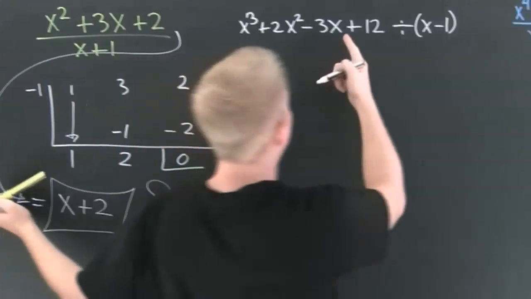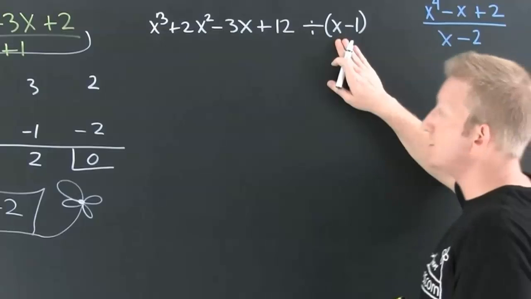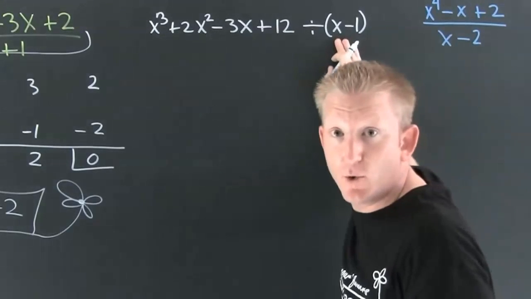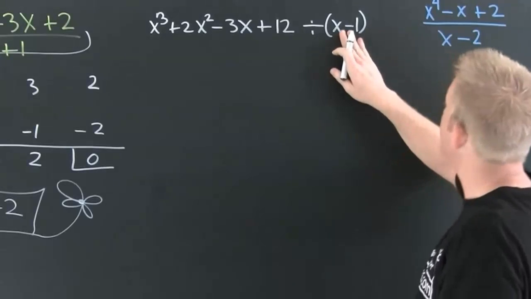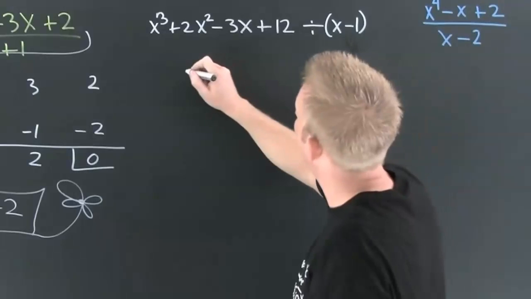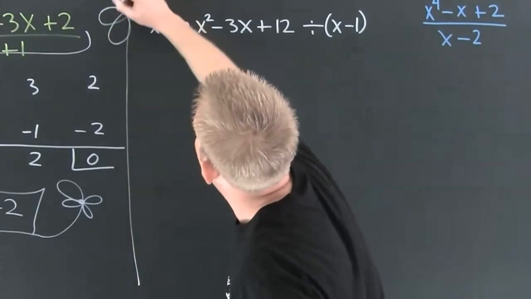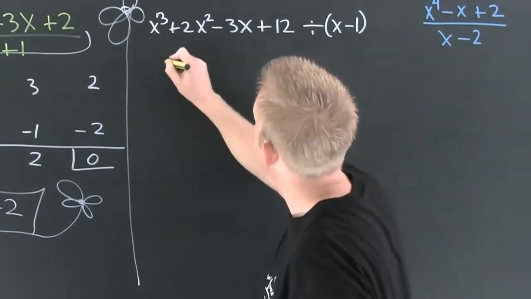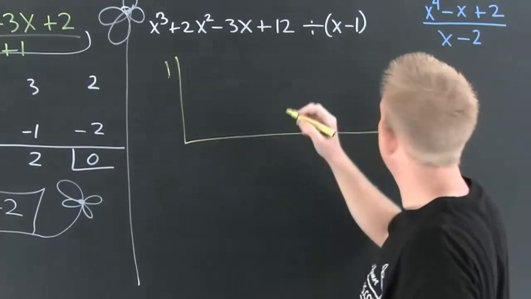Flower. Now I'm up here. Am I dividing by a special linear factor? Yes. So what goes on the outside? Zeros go on the outside. What's a 0? Anything that makes that polynomial 0. What's going to make this polynomial 0? 1 is. Yes, 1 is on the outside. What goes on the inside? My coefficients.